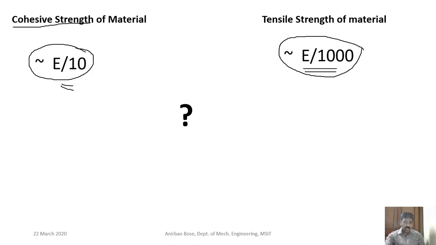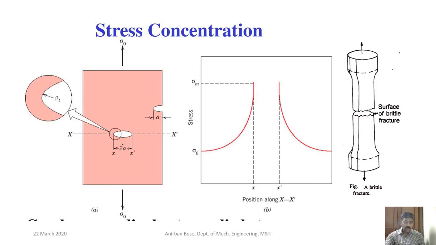That means at a much lower stress level, the material actually fractures, whereas the stress required to break the bonds is quite high. Then why is this observation coming, that at a lower stress value the material actually fractures? The reason is this: cracks or flaws are always present in the material even before it is in service.